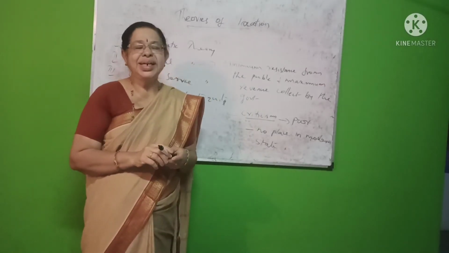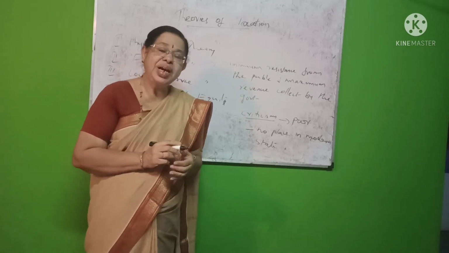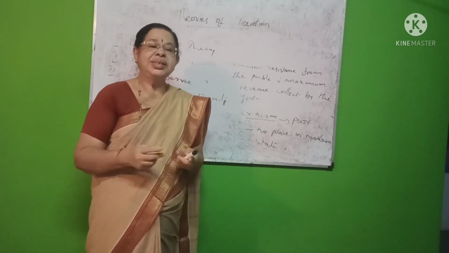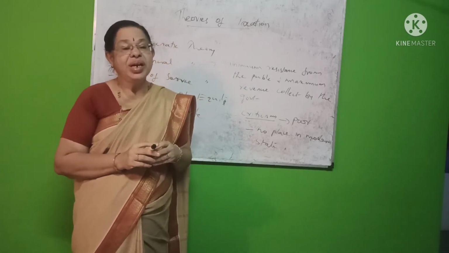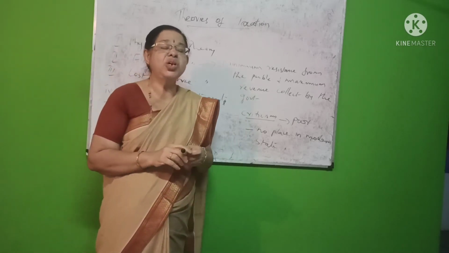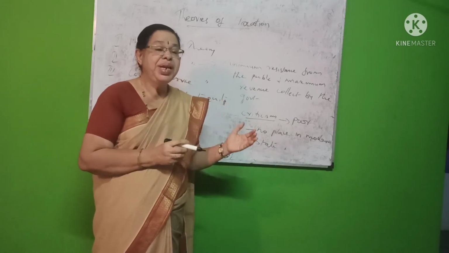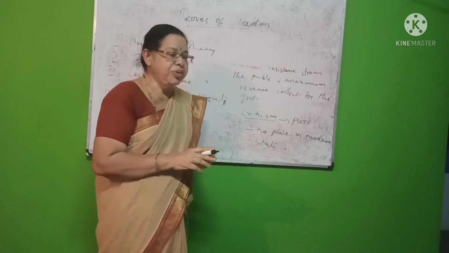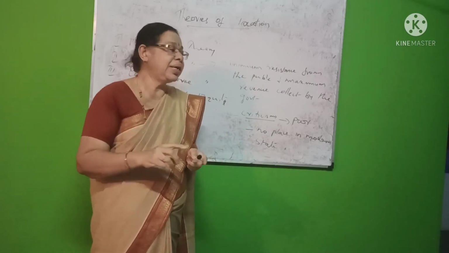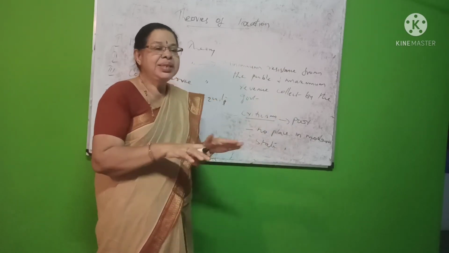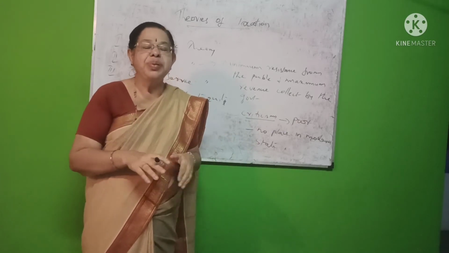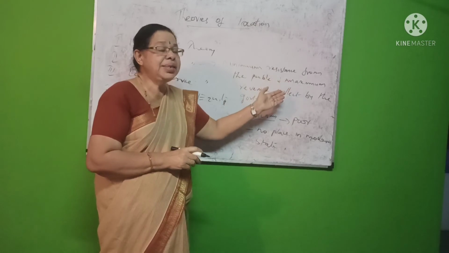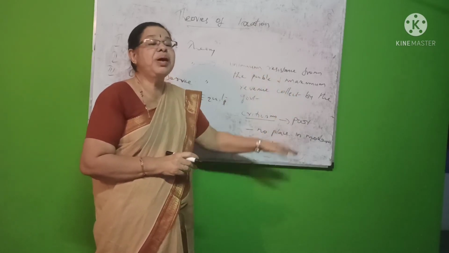Then the second important theory is known as financial theory. That is after the physiocratic theory. The importance of financial theory is minimum resistance from the public and maximum revenue collected by the government. This is the main important principle here: minimum resistance from the public and maximum revenue collected by the government.